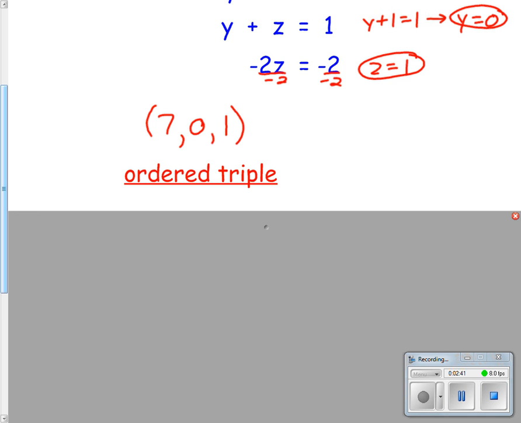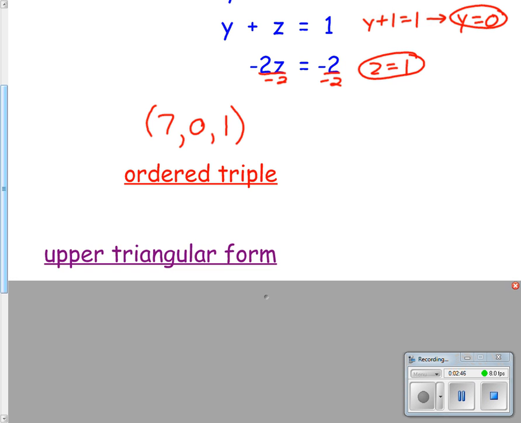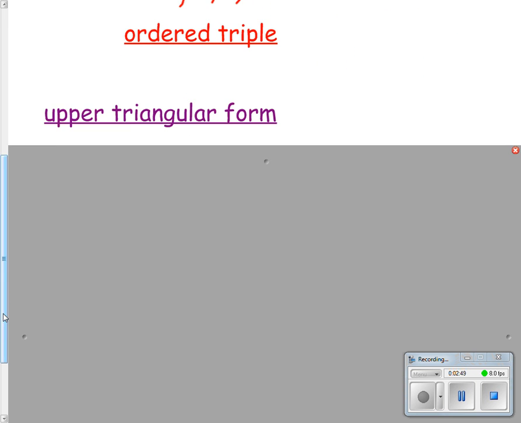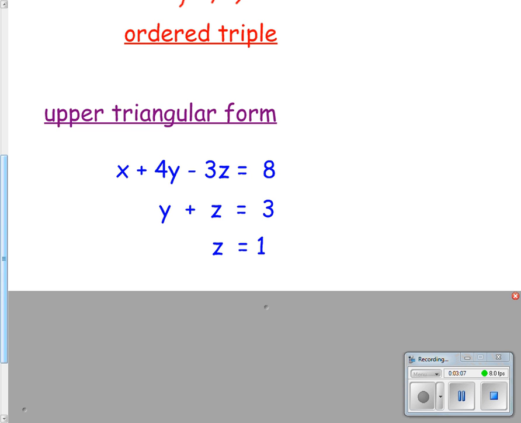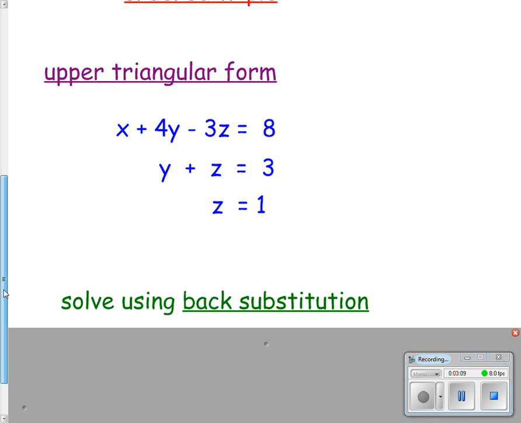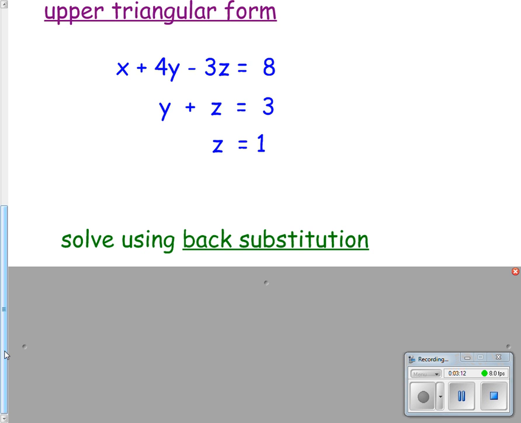As I've mentioned, this is called an ordered triple, much like we had ordered pairs back in Algebra 1 and Algebra 2. When a system is in what we call upper triangular form, here's an example, it is very easy to solve. We'll look at usually the last equation, solve for that variable, plug that into the second equation, solve for the second variable, and then plug both those values into the first equation to get a solution for the first variable. This process of solving a system in upper triangular form is referred to as back substitution.